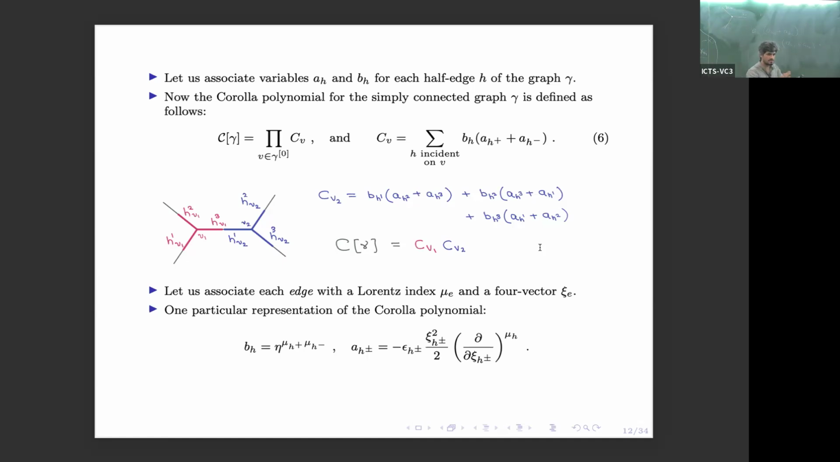And then what you do is you just take a product over all the vertices. I hope that much I've conveyed, because if I don't convey that much, then I've failed miserably.